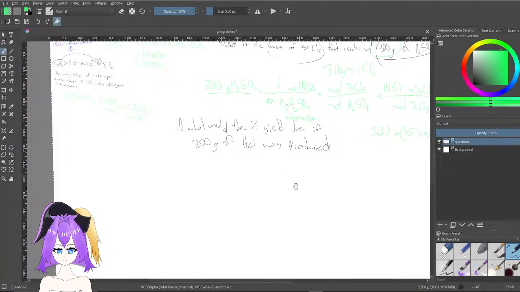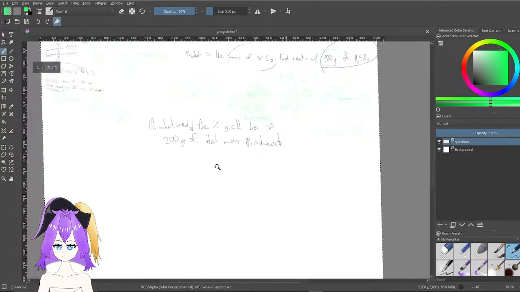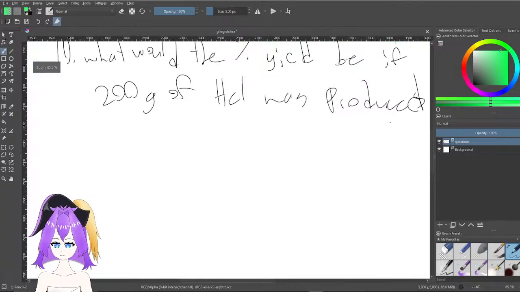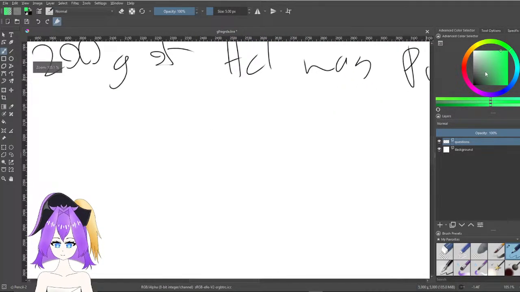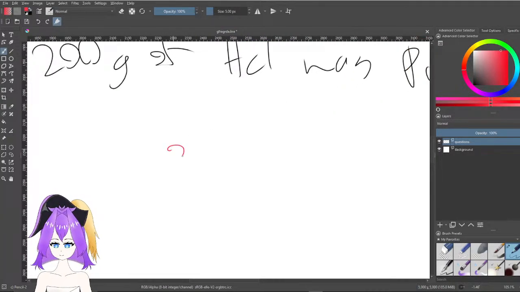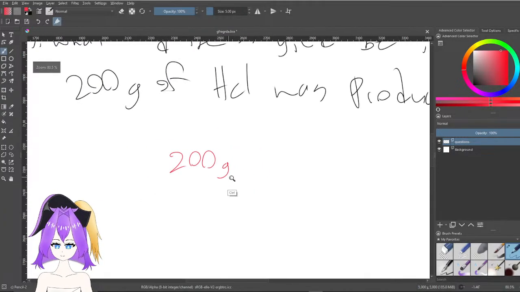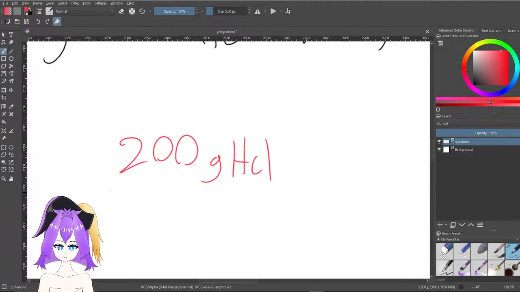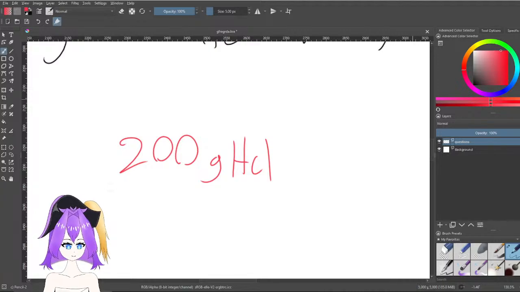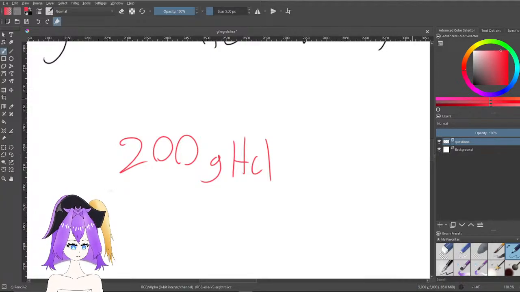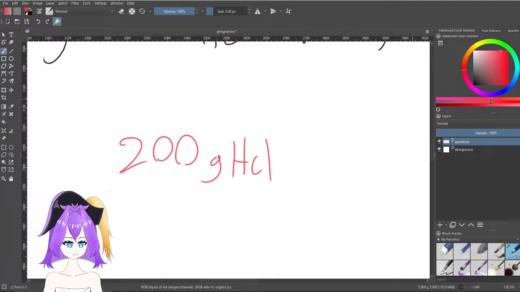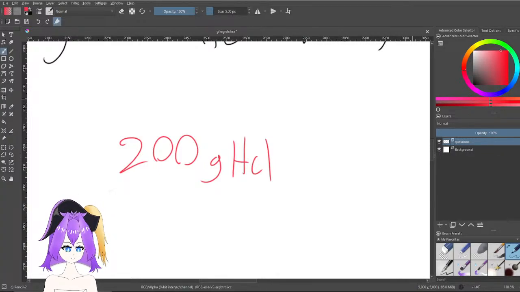Anyways, right. So, if we have 200 grams of hydrogen chloride, right? Well, let's use a different color. Ooh, okay. 200 grams of... I actually have no clue how loud the BGM is. I'm just gonna turn it down just a little bit. Here we go. Okay, I think that's good. I'm comfortable with that.